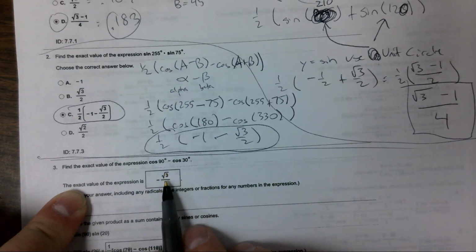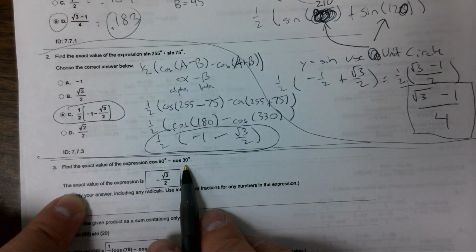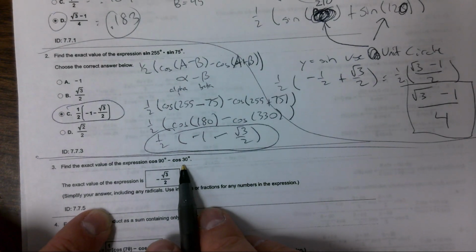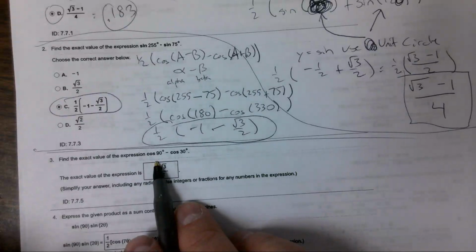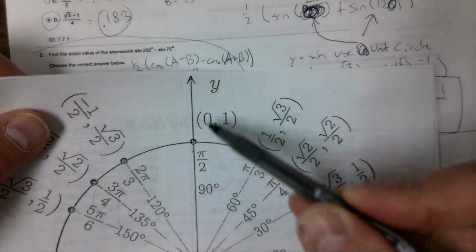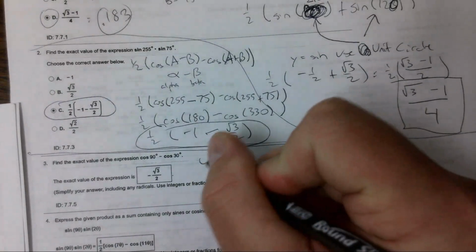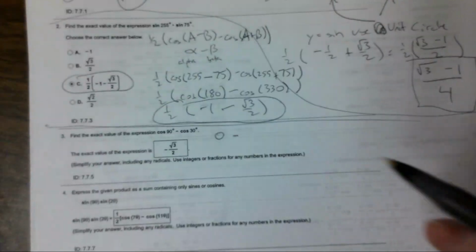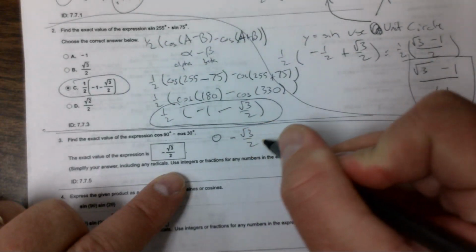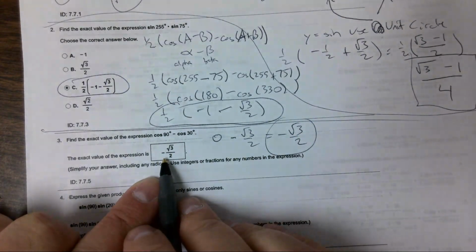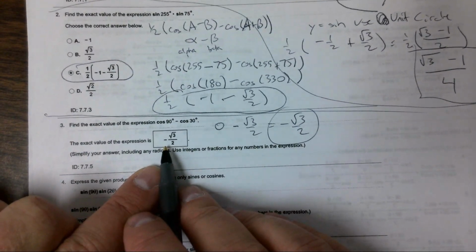Okay, on the next one we have cosine 90 minus cosine 30. Now that's not that bad, surprisingly. Cosine of 90, just go to 90 and you get 0. And cosine of 30 is square root of 3 over 2. And so your answer is negative square root of 3 over 2. So that's actually not bad at all for number 3.